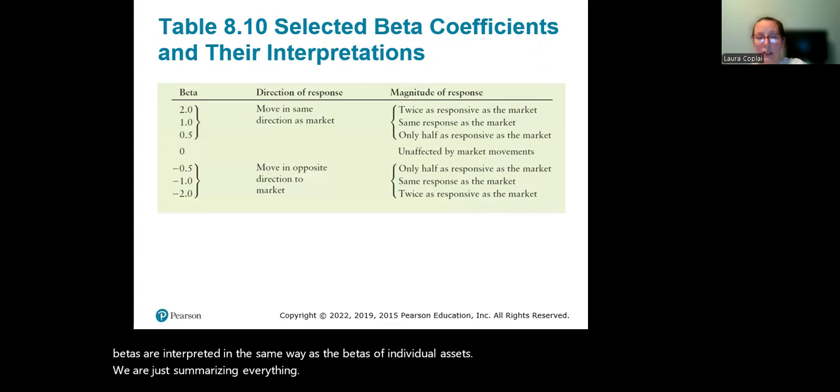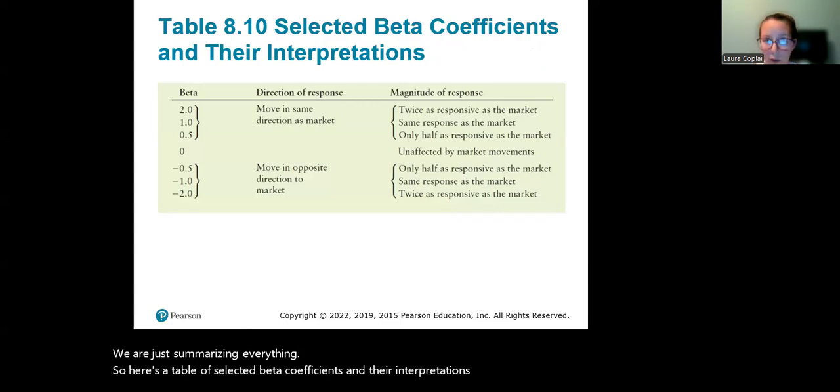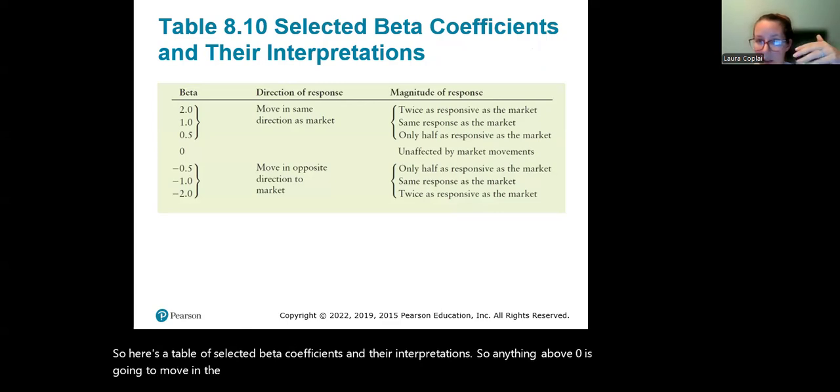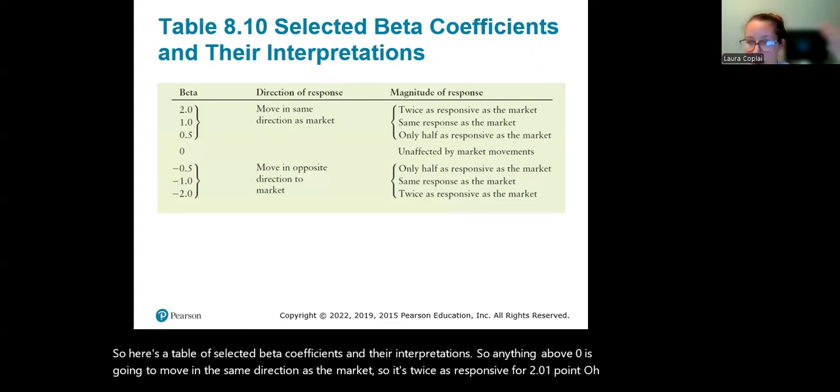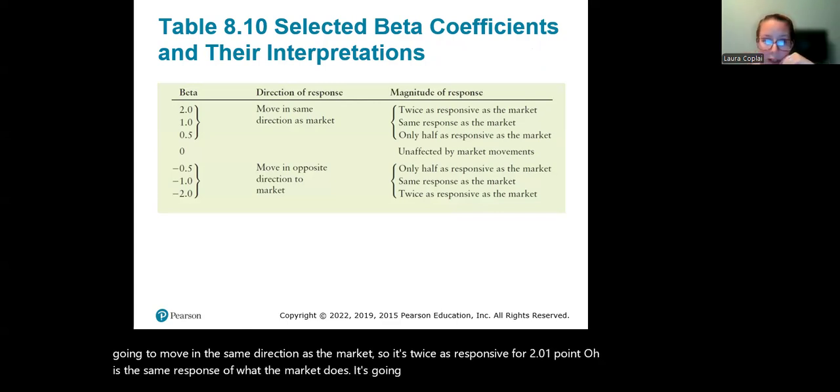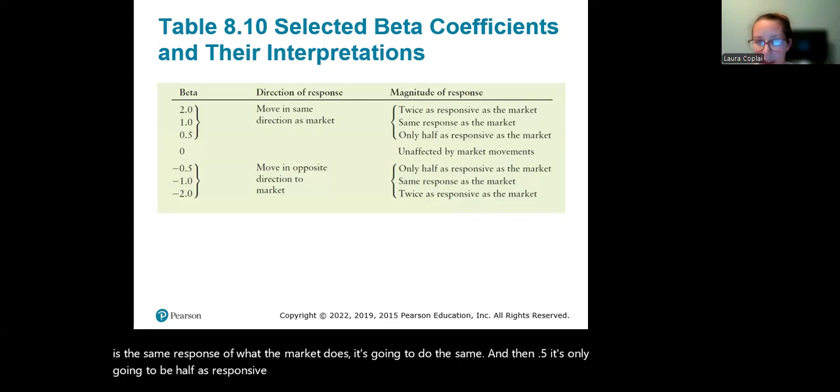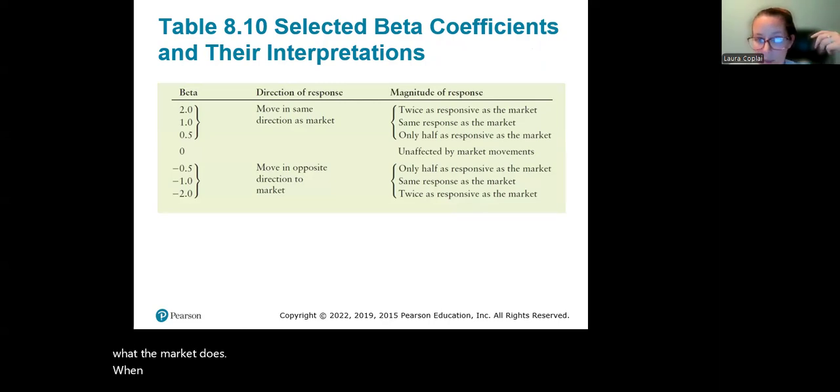So here's a table of selected beta coefficients and their interpretations. Anything above 0 is going to move in the same direction as the market. So 2.0 is twice as responsive. 1.0 is the same response as what the market does. It's going to do the same. And then 0.5, it's only going to be half as responsive as the market. At a 0 beta, it's unaffected by what the market does. When it's negative, it's going to move in the opposite direction to what the market is doing.